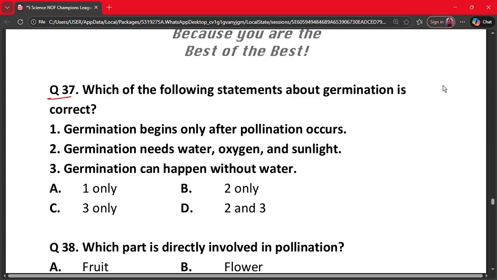3rd. Germination can happen without water. So option A is 1 only. Option B says 2 only. Option C says 3 only. And option D says 2 and 3. So the correct answer is option B. Germination needs water, oxygen and sunlight.